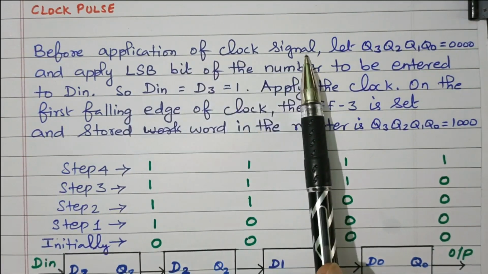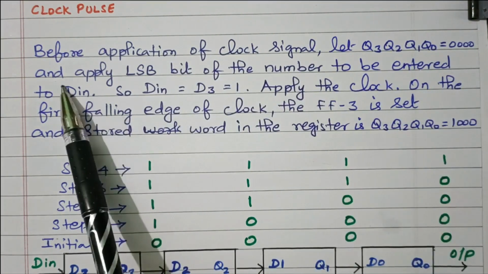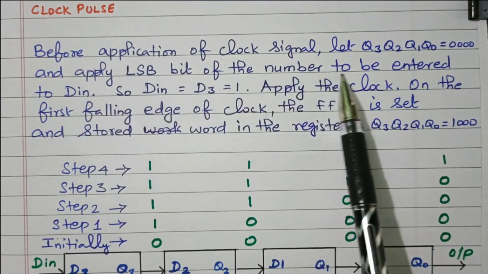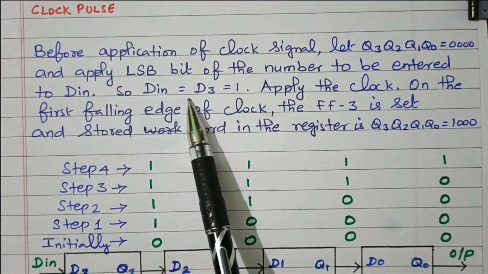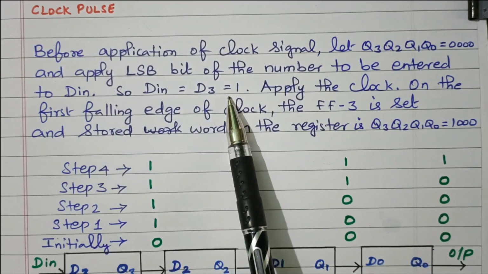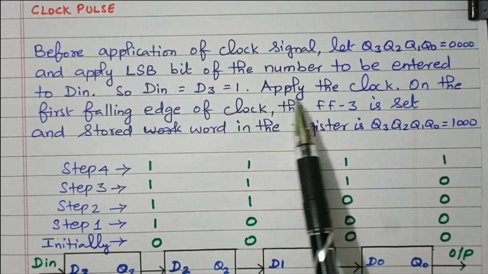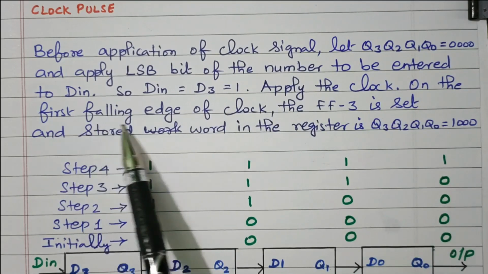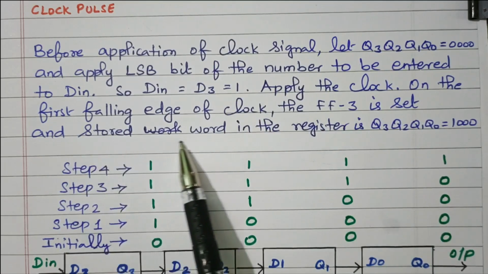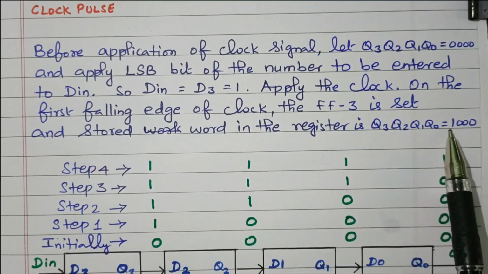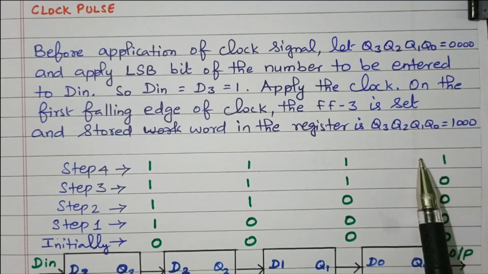Before application of the clock signal, Q3, Q2, Q1, Q0 are 0, 0, 0, 0. And apply the LSB bit of the number to be entered in D in. Right? So D in equal to D3 equal to 1. So on the first step, initially all are 0. In the first step, we are applying D3 as 1. Apply the clock pulse on the first falling edge of the clock. Flip-flop 3 is set and stores the data, so Q3, Q2, Q1, Q0 will be 1, 0, 0, 0.